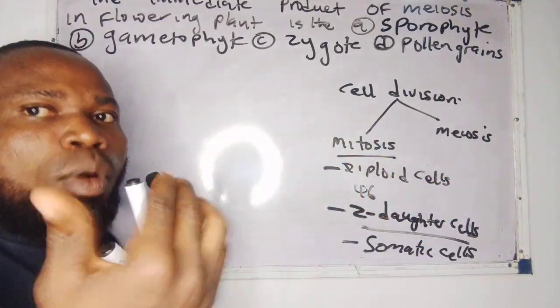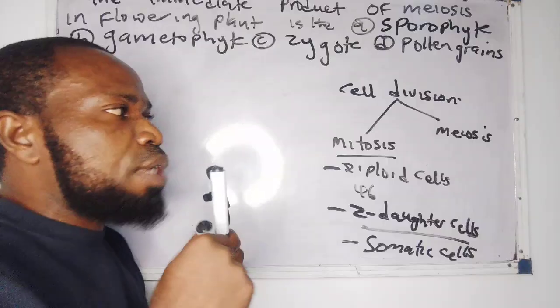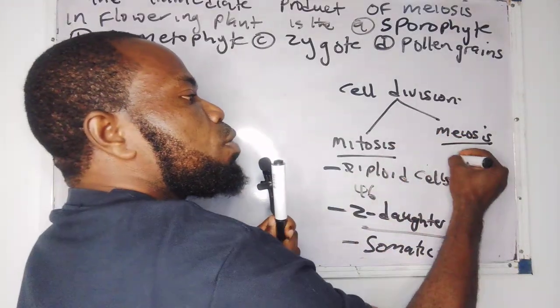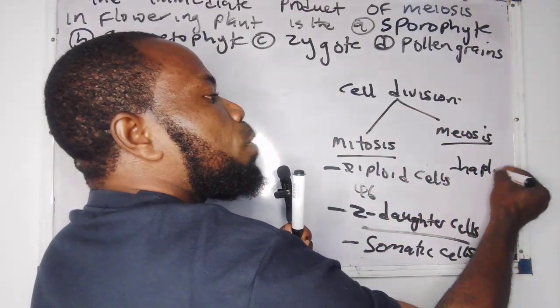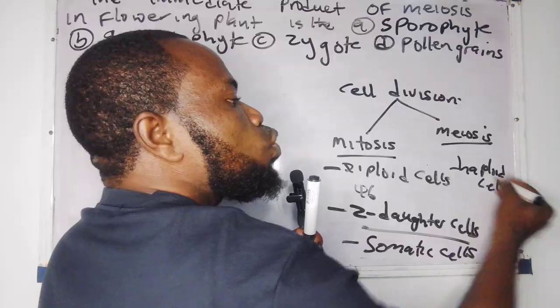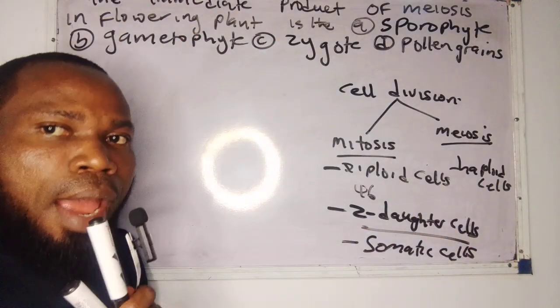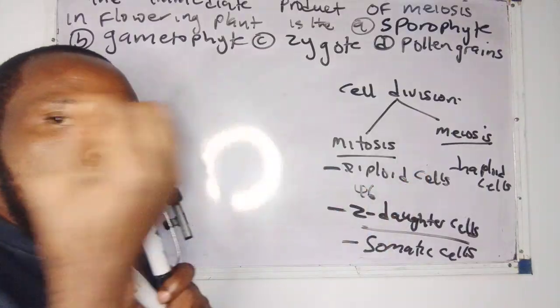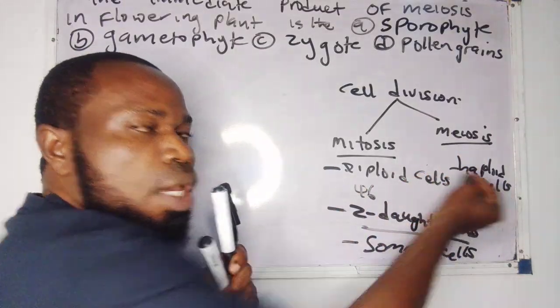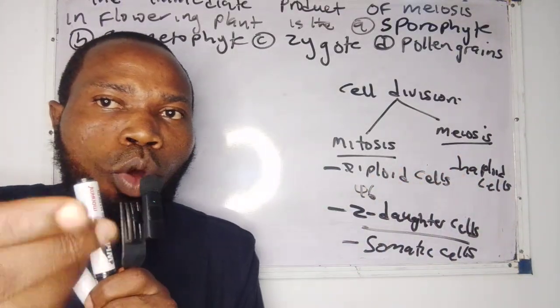So what is the difference between meiosis and mitosis? First off, meiosis brings about the formation of haploid cells. If you want to know the difference between meiosis and mitosis, you must be very careful. Mitosis forms diploid cells, meiosis forms haploid cells. Now if you hear the word haploid cell, what will come to your mind?